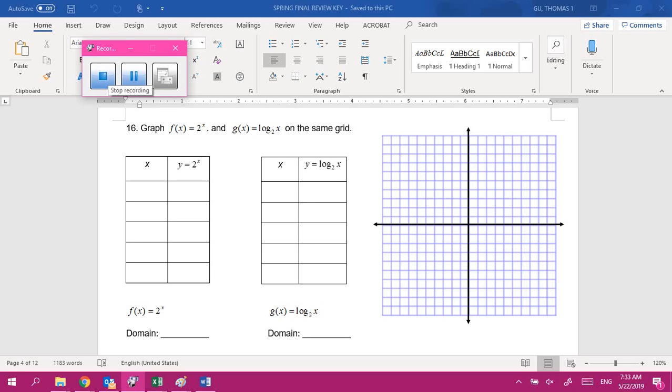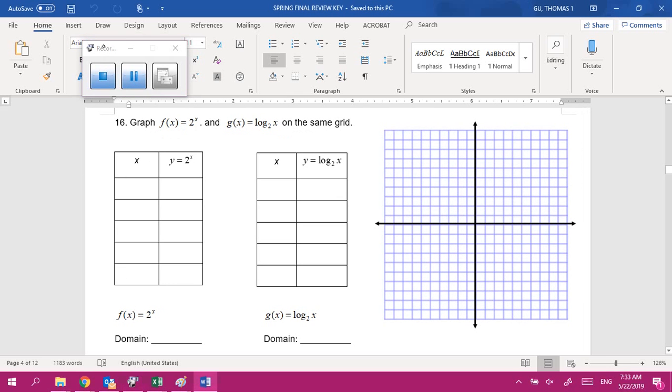All right, number 16, we're graphing f of x equals 2 raised to the x and g of x equals log base 2 of x on the same graph. All right, so let's graph f of x equals 2 to the x first.